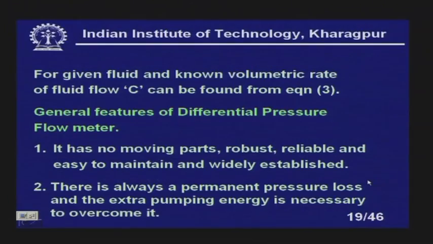Number 2, there is always a permanent pressure loss and extra pumping energy. This is not a good feature, this is a bad feature obviously. So, there is always a permanent pressure loss and extra pumping energy is necessary to overcome it. Obviously, the pumping energy needed in the case of an orifice meter is more than that of the venturi, because in the venturi the permanent pressure loss is much less.